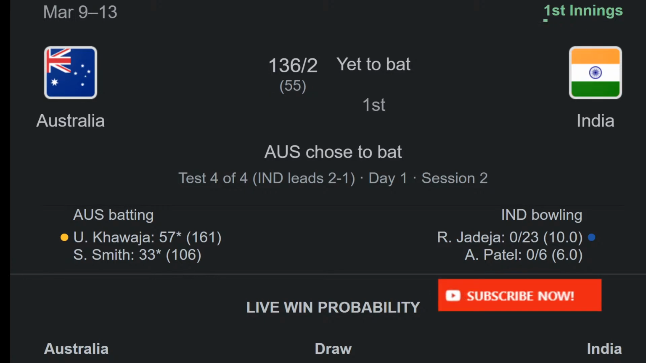Fourth test of the Border Gavaskar Trophy. Australia chose to bat and scored 136 for the loss of 2 wickets.